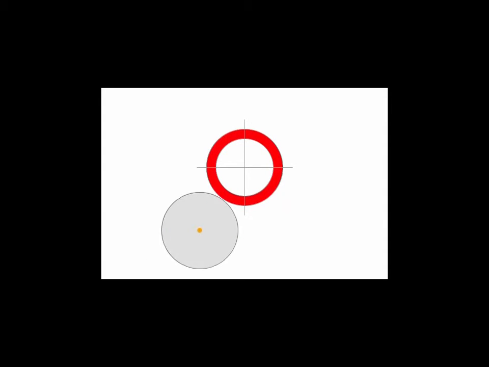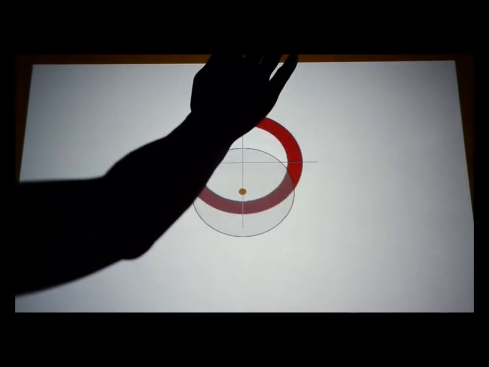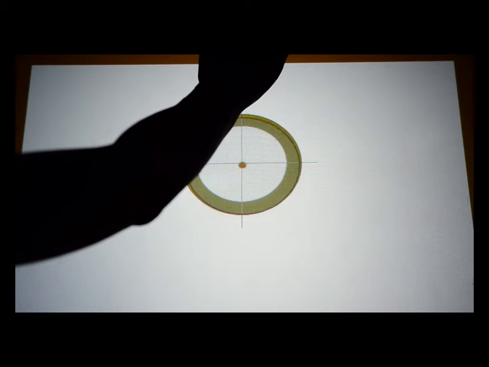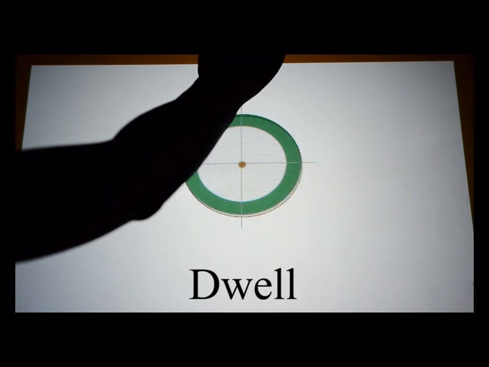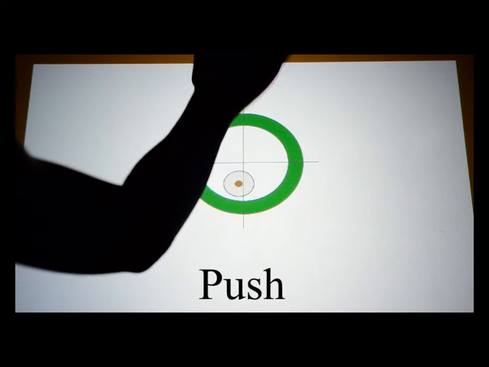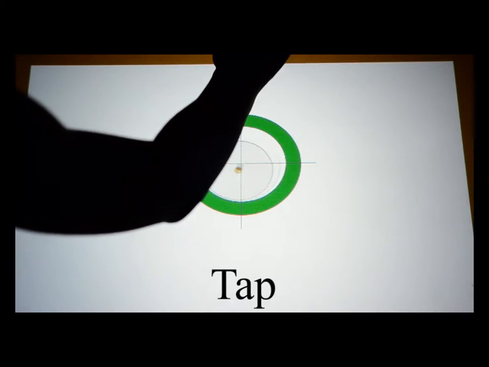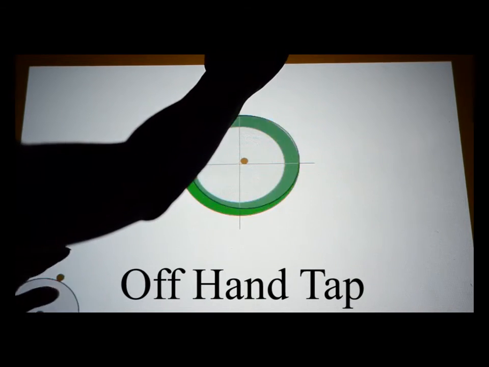We designed the second experiment to determine how fast and accurately these gestures can be performed and how easy it is for a computer to recognize each gesture. We presented the participants of the study with a target and a cursor that represented the location of their hand above the surface. We asked the participants to acquire the target by moving their hand to a certain position above the screen. Then the participants were asked to perform one of 4 gestures: dwell, push, tap, and offhand tap.